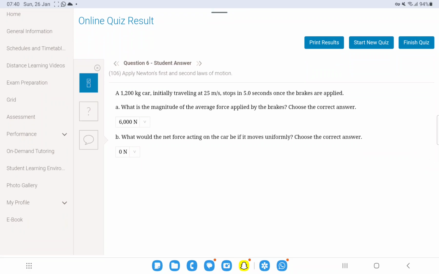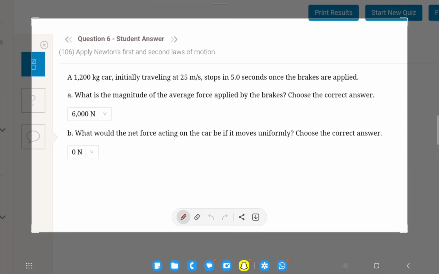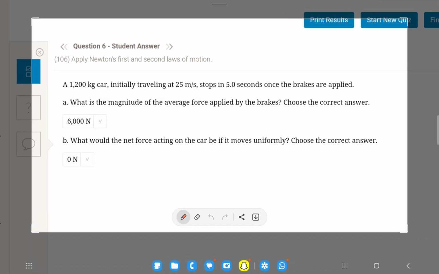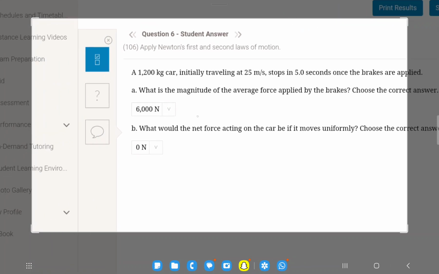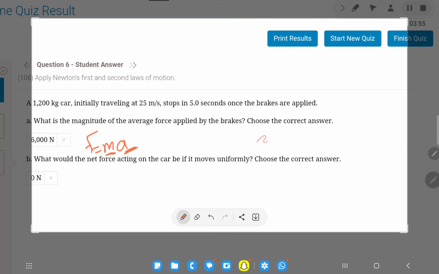A 1200 kilogram car initially traveling at 25 meters per second stops in 5 seconds once the brakes are applied. What is the magnitude of the average force applied by the brake? Now they want the force, F equals ma. We have m, we want to get a. We can use the equation V final equals AT plus V initial.